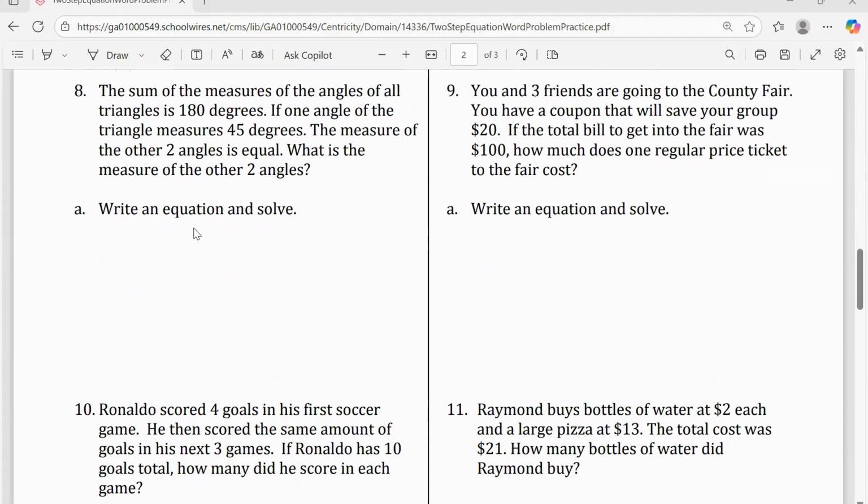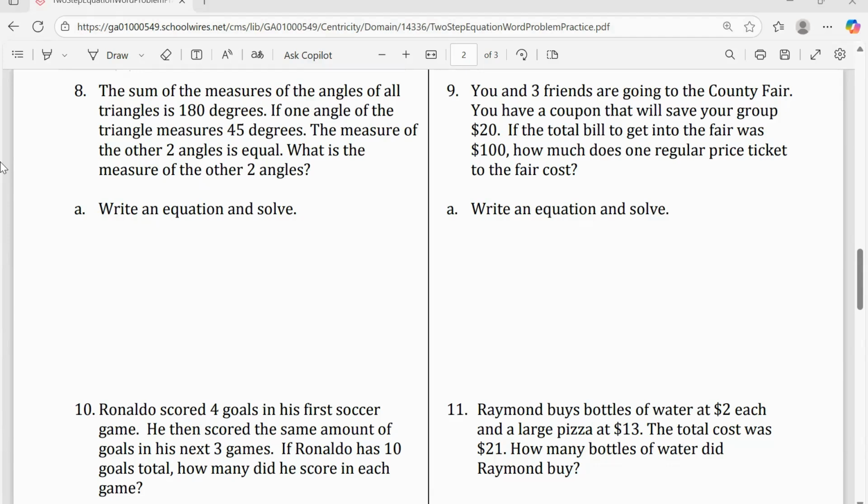All right, last one. The sum of the measures of the angles of all triangles is 180 degrees. If one angle of the triangle measures 45 degrees, the measure of the two other angles is equal. What is the measure of the two other angles? So we have to write an equation and solve. All right, let's find those three things. We want to find our constant, our dependent variable, and our total.